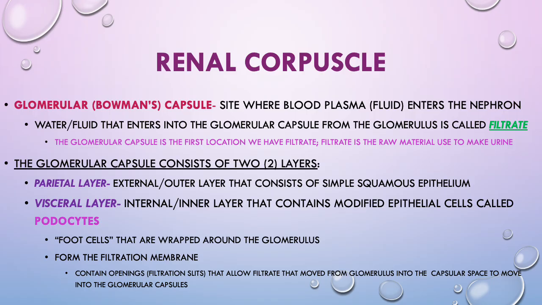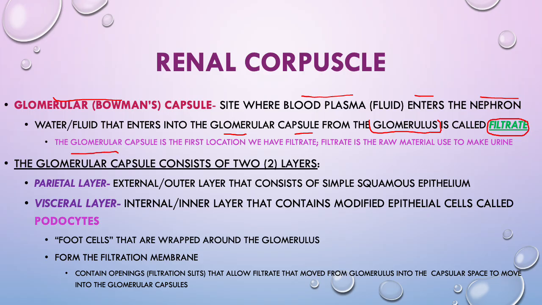Now we're going to talk about the capsule, okay? So the glomerular capsule or the Bowman's capsule is the site where blood plasma enters the nephron, okay? Meaning what? This is water and fluid that enters into the glomerular capsule from the glomerulus, okay? So we're filtrating going to the space. This fluid is going to be called filtrate. It's not urine, it's filtrate, okay?